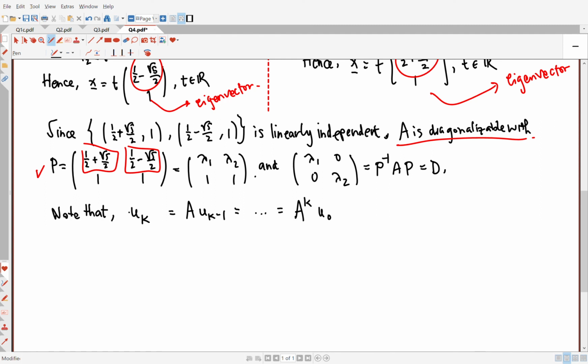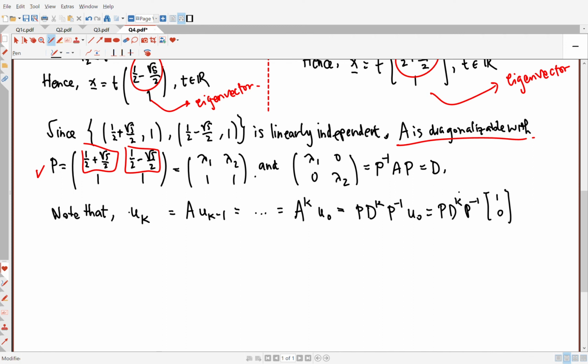So from here, we can write this A to the power of k. Since A is diagonalizable, we can use the result from question 2. We have P D to the power of k, P inverse u_0, right? And this u_0 is (1, 0). Okay, so what I need to do is just find this.